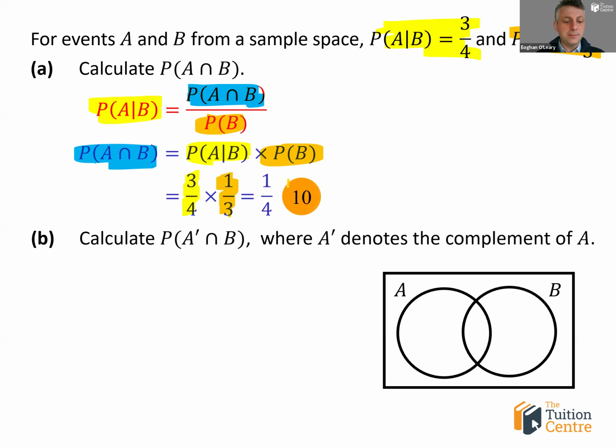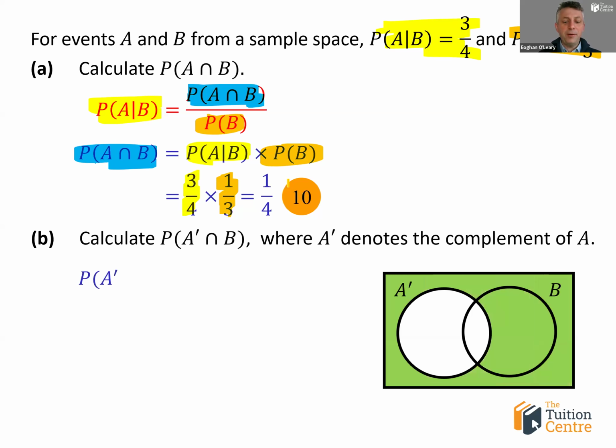Calculate the probability of A complement intersection B, where A dash denotes the complement of A. Now, this is bringing it back to maybe the very first thing you learned in first year, sets, when you went into first year in school. And we have to remember what A complement is.